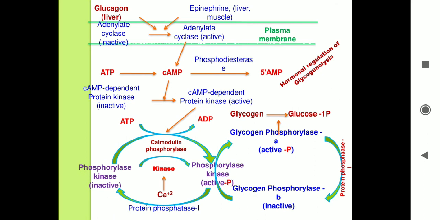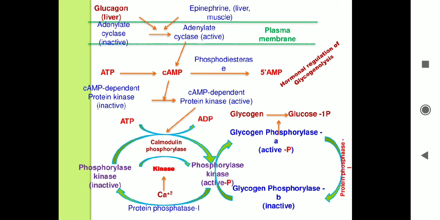Like here you can see there is glucagon, which is present in the liver, right? And similarly like your glycogenesis, here also is the role of hormones. Epinephrine is present in liver and muscle. Initially there is adenylate cyclase in an inactive form. It will be converted into adenylate cyclase in an active form, and that is in the plasma membrane, right?